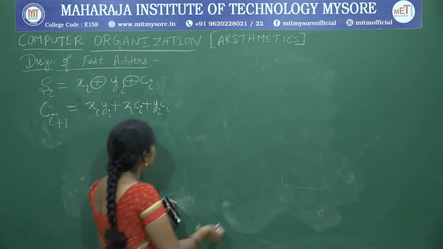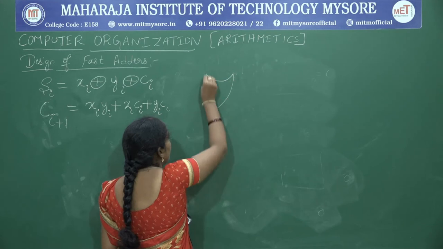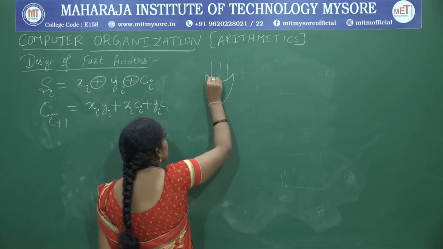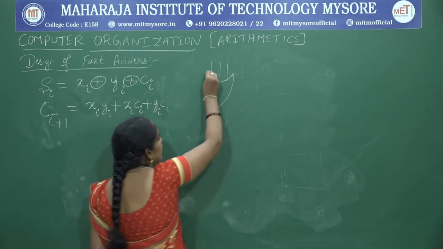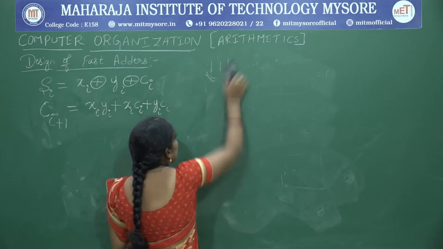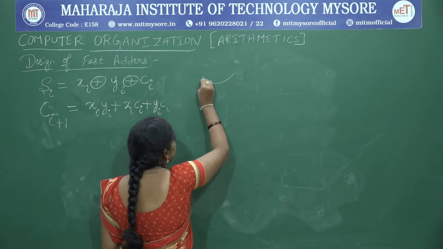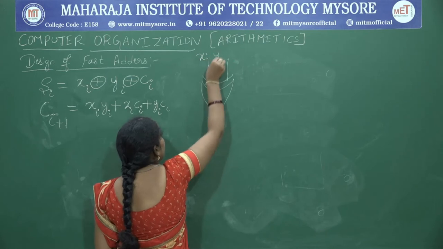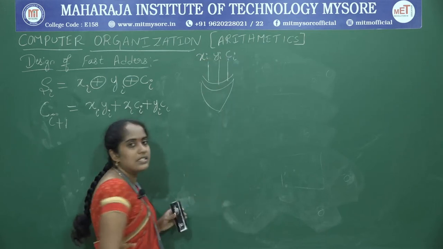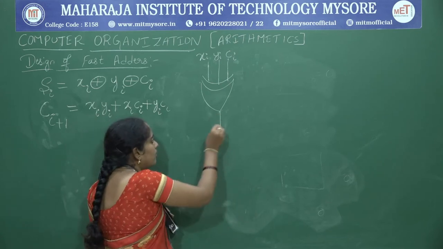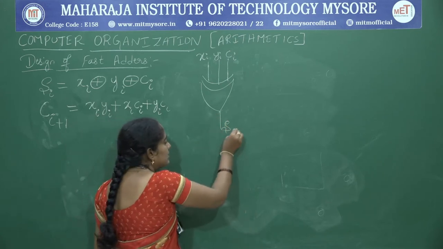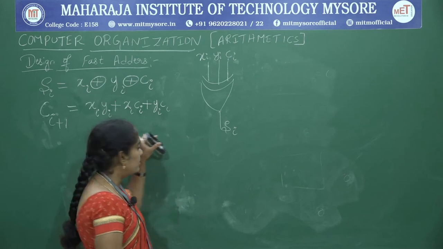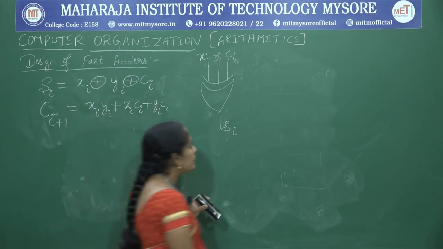So the logic diagram for sum, it is a XOR of X, Y and C. So here XOR will contain 3 pins, right? It will contain 3 pins, that is Xi, Yi and Ci. Okay. The output from this, it is Si. Okay. This is to generate the sum.